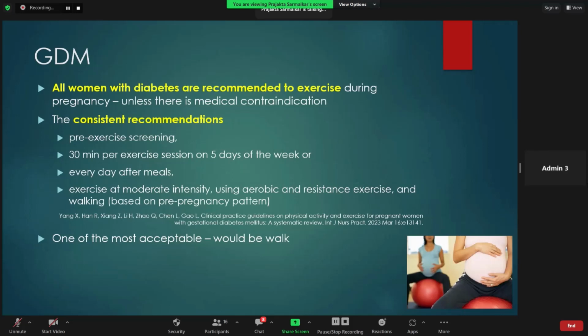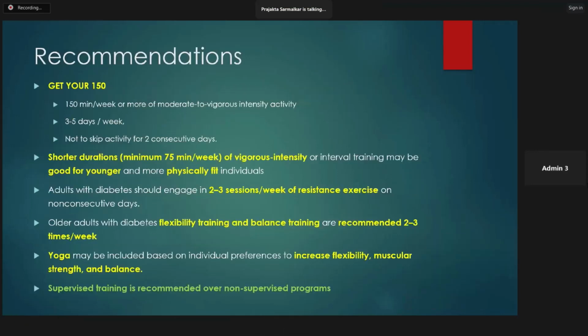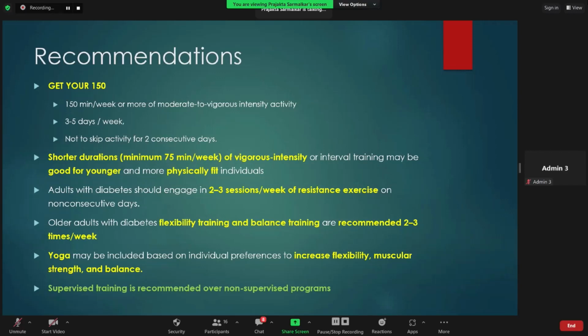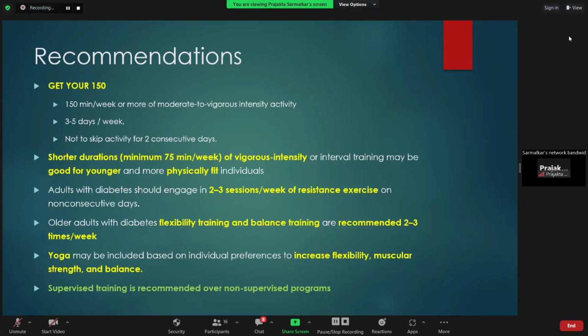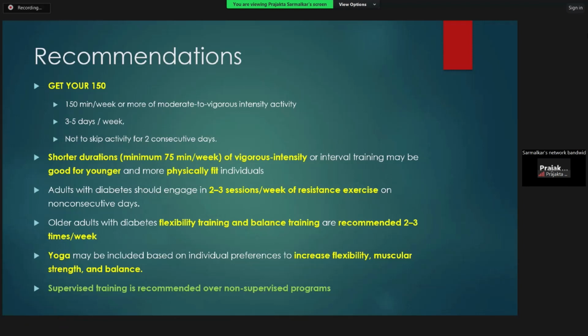So coming quickly to recommendations for exercise. Now, this is for people with diabetes, type 1, type 2, gestational. The thumb rule is 150, okay? AHA says 150 minutes per week of moderate to vigorous intensity activity. It could be split over 3 to 5 days a week. They say avoid skipping more than 2 days of workout, because it is a routine. Try sticking to 5 days.